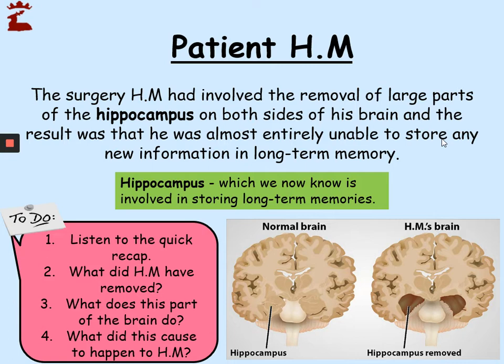So what I'd like you to do here now is pause and have a look at the questions in the pink box. I want you to tell me, what did HM have removed? What does this part of the brain do? And what did this cause to happen to HM? All the information for those 3 questions is on this slide.